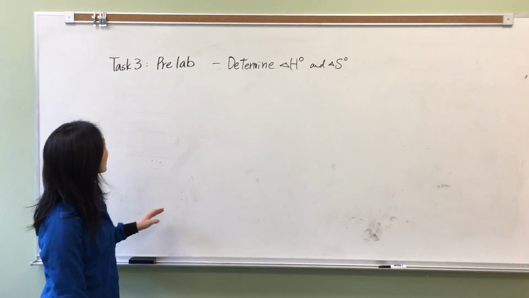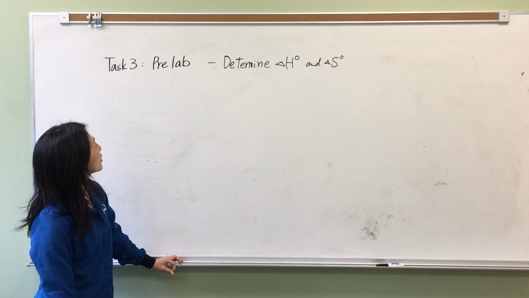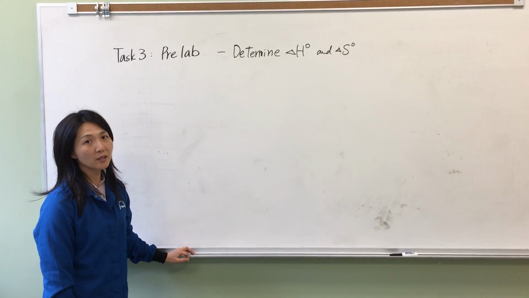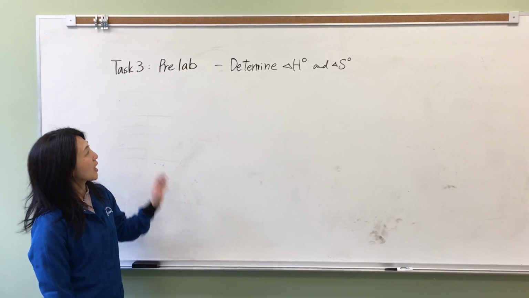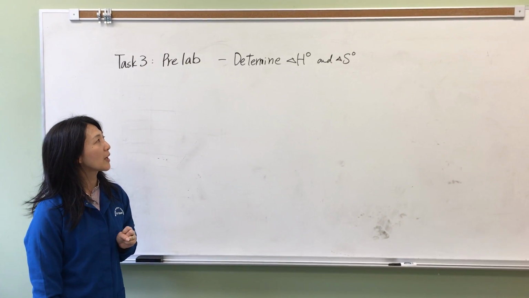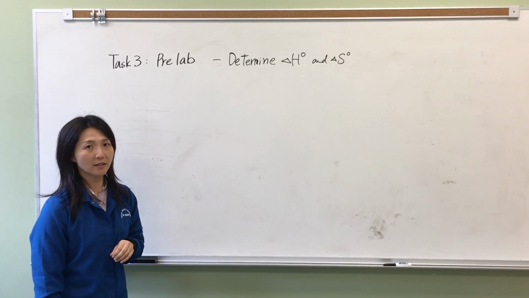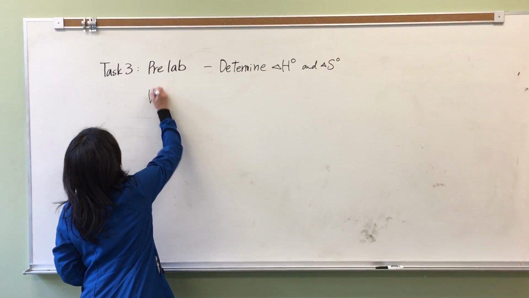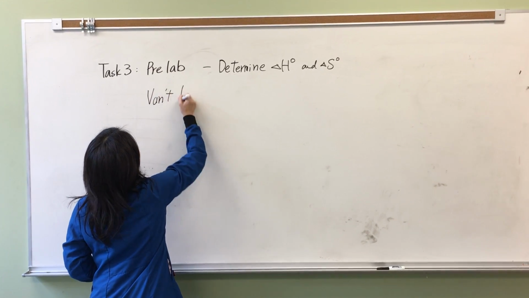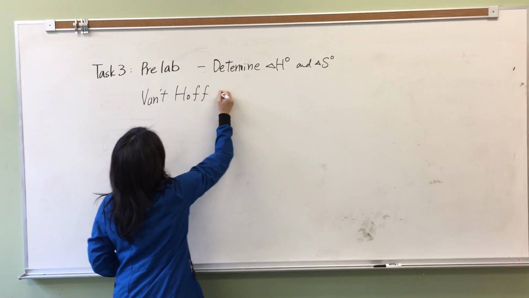Okay, so now I'm going to explain the concept for task 3. This is going to be the pre-lab discussion. For task 3, we're going to determine delta H and delta S. The equation that we're going to use is the van 't Hoff equation.